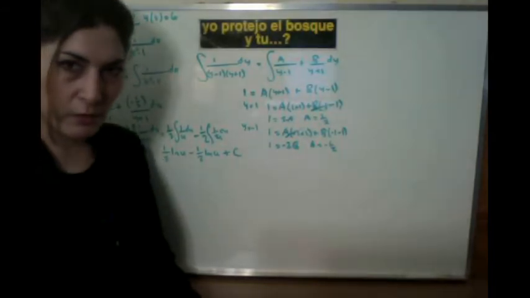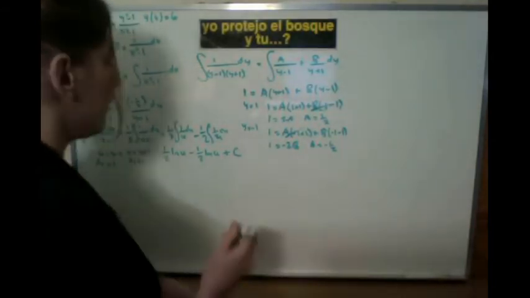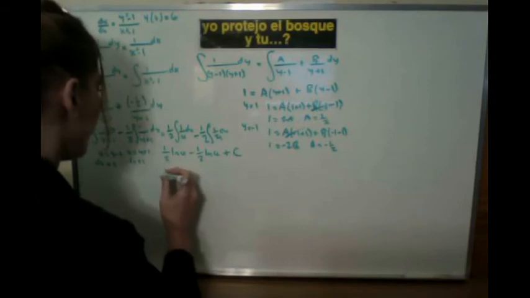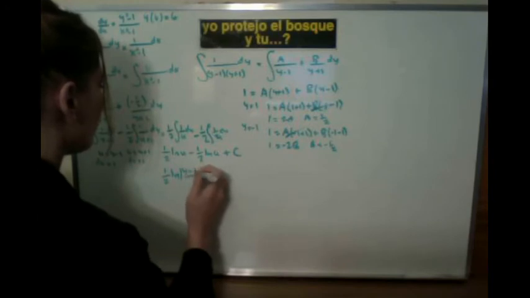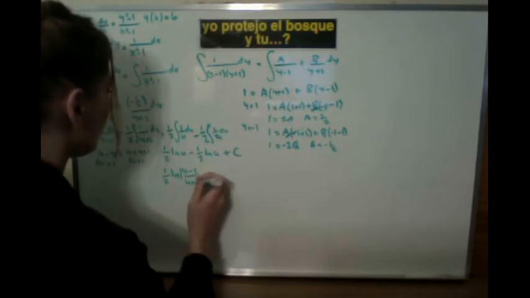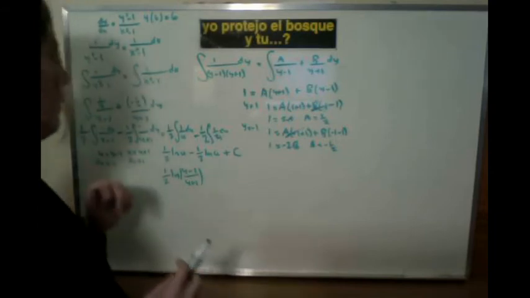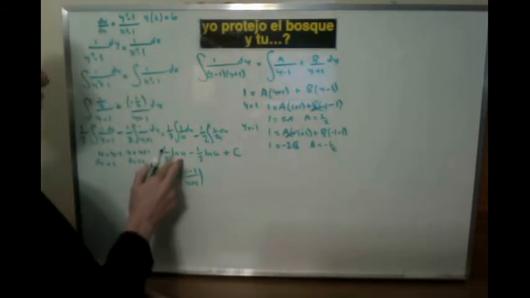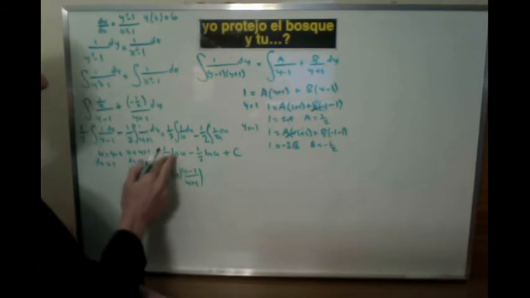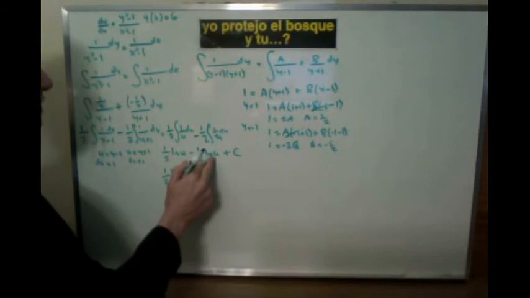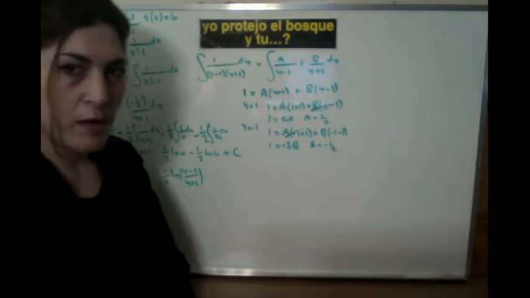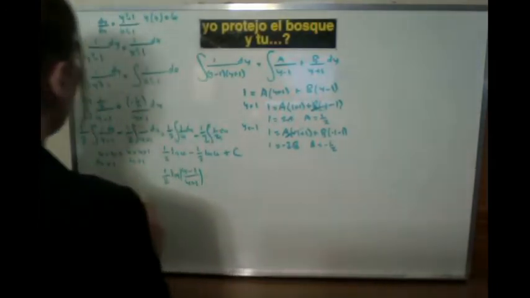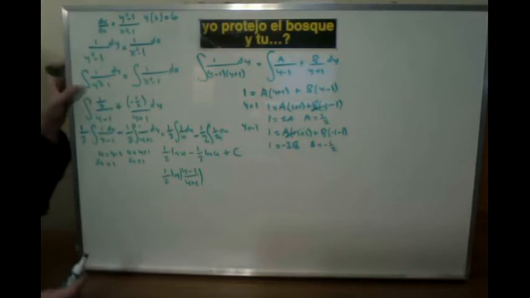Now our solution can be rewritten by the principles of logarithms to give us 1/2 ln y minus 1 over y plus 1, plugging in the values for u, y minus 1 for the first logarithm and y plus 1 for the second logarithm, to give us our solution of 1/2 ln y minus 1 over y plus 1. We now have our solution to the first integral, 1 over y squared minus 1.